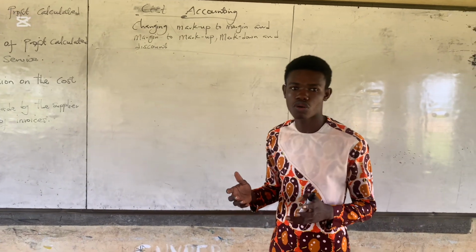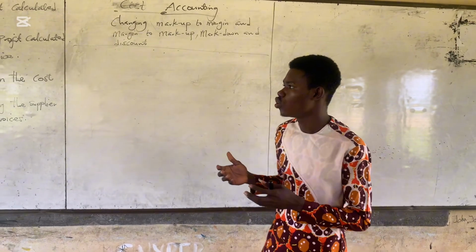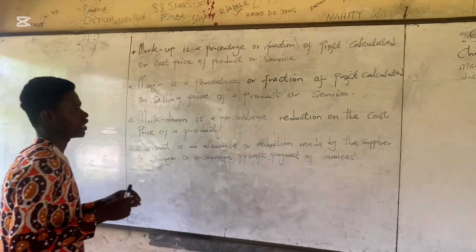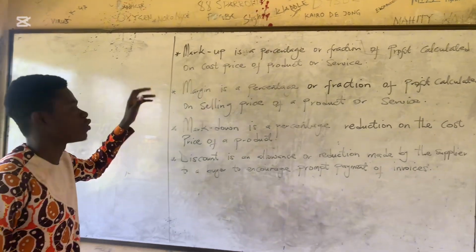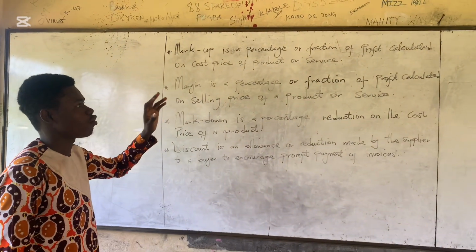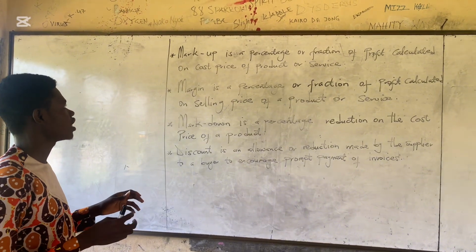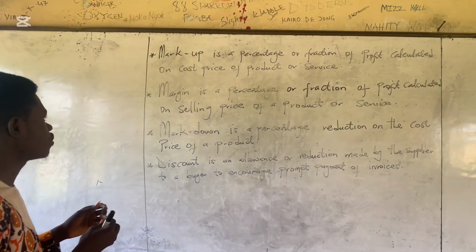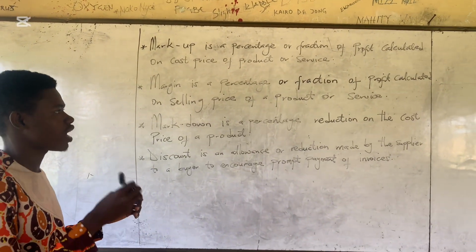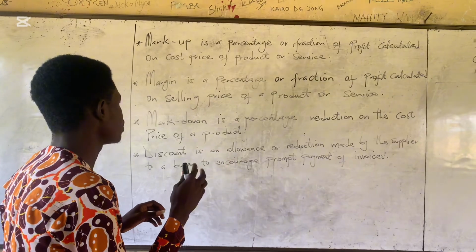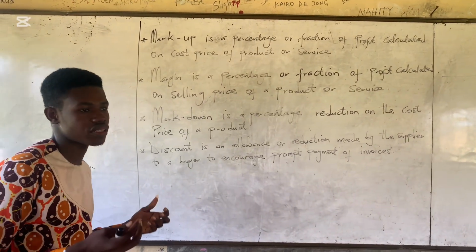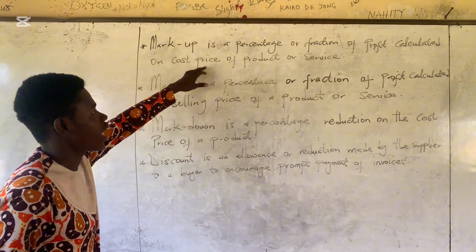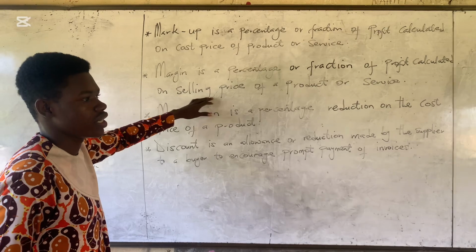First of all, before we move on to the calculation, let's know the definitions of markup, margin, markdown and discount. Markup is a percentage or fraction of profits calculated on the cost price of a product or service. Margin is a percentage or fraction of profits calculated on the selling price of a product or service. So you can see the difference: markup is calculated on cost price while margin is calculated on selling price.